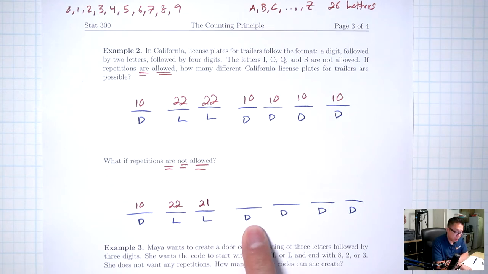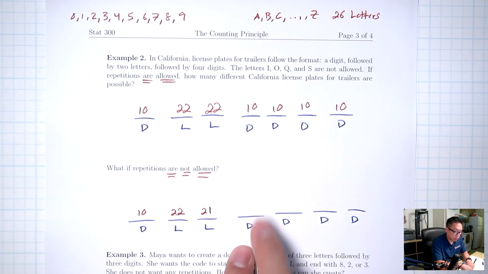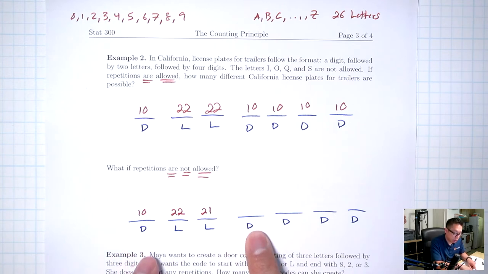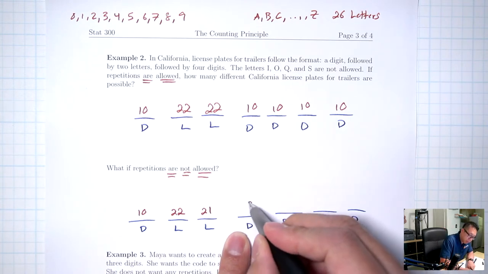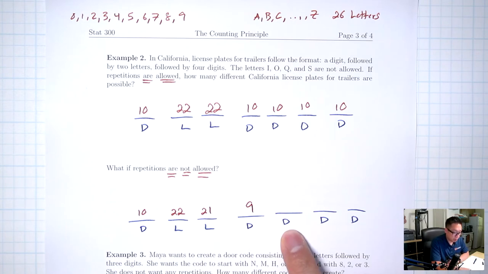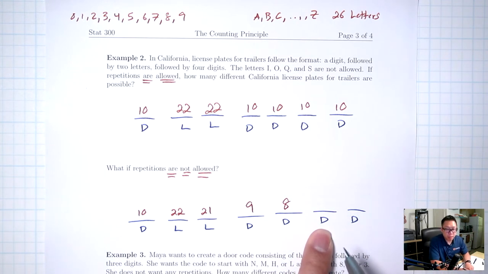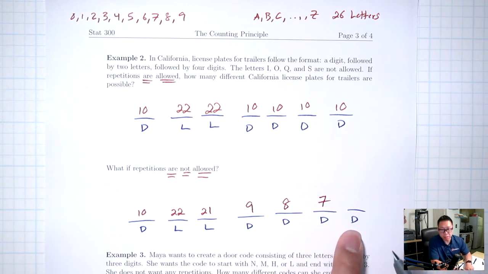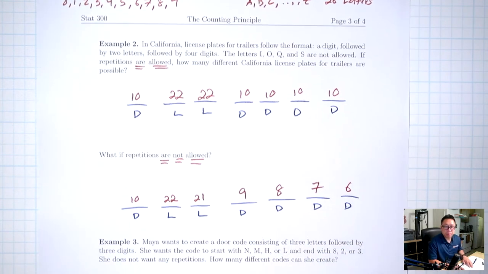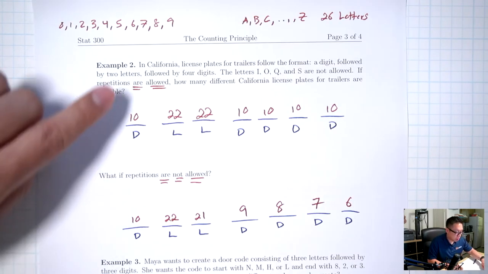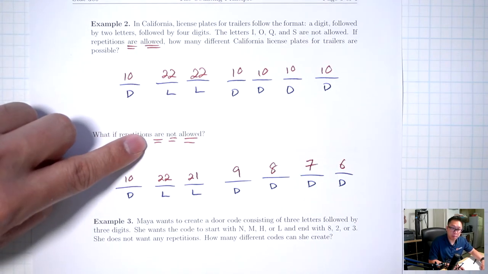Next is digit, okay? This is the second time we're using a digit, so we do have to reduce. Normally, if repetitions are allowed, we would have the full 10. But because repetitions are not allowed, I used one digit already in this first slot, so I'm actually down to 9. Next one, normally I would have the full 10, but I actually used two digits already, so I'm down by 2 to 8. Okay, next one, I'm down again to 7. And then next time I use a digit, I'm down again to 6. So pay attention to whether repetitions are allowed or not allowed.